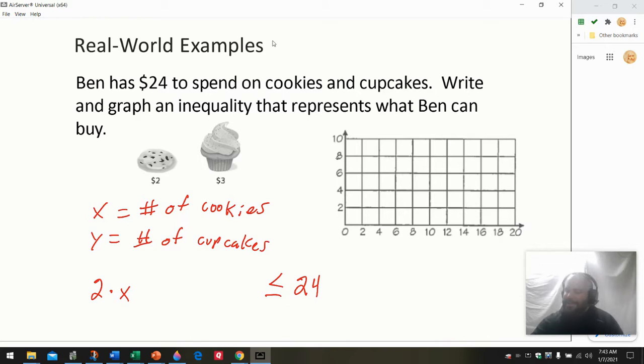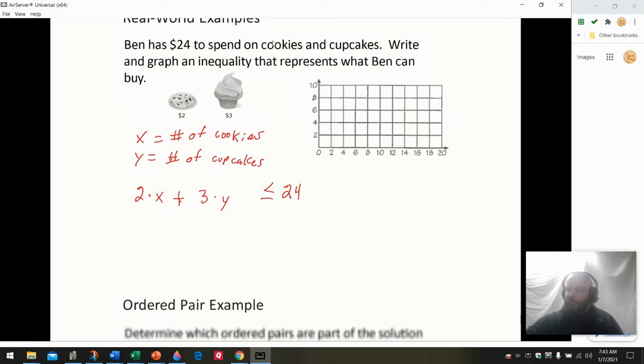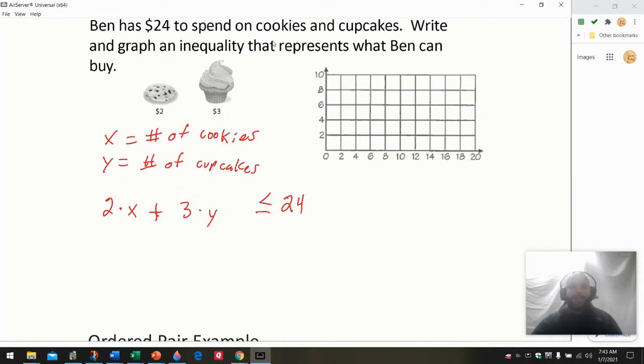Now, in addition to that, so we're going to add, he wants to buy some cupcakes. We do not know how many, though, or how many he could afford, but we do know that they're $3 a piece. So we're going to have 2 times X plus 3 times Y. And so what you see right there, 2X plus 3Y is less than or equal to 24, is the linear inequality that we want to graph.